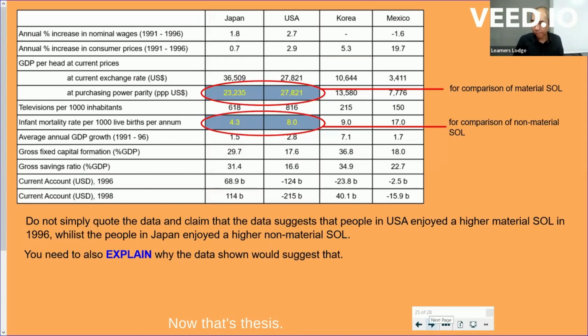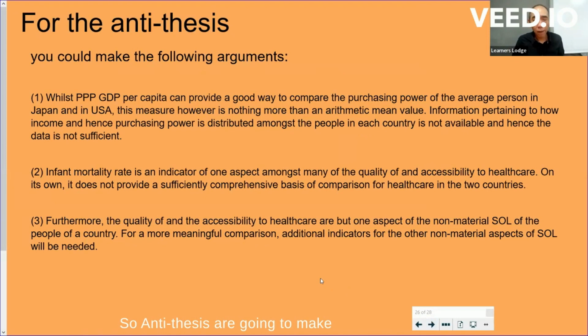Now, that's thesis. How about antithesis then? For antithesis, you're going to make arguments that, wait a minute, the data provided may not be so conclusive. The conclusions that we can draw from such data may not always be so ironclad, right? There are holes that we can poke in those conclusions. For example, these are some of the arguments you can choose to present.